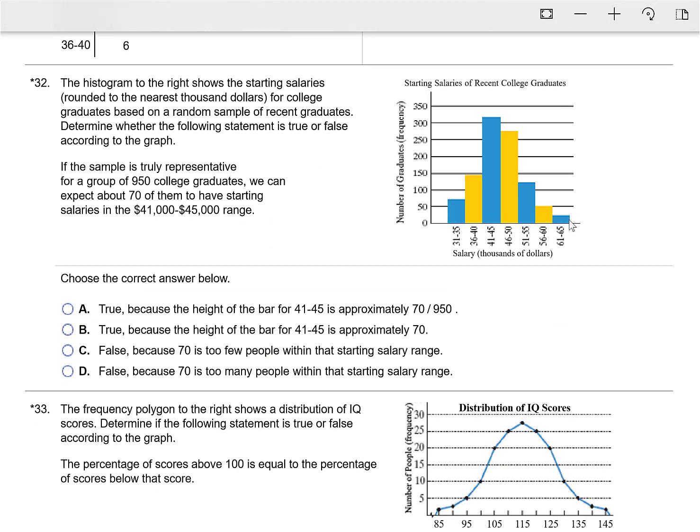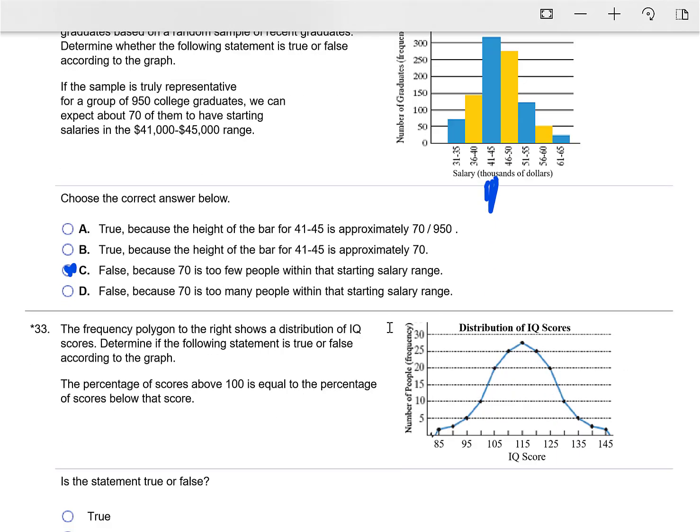The histogram to the right shows the starting salaries for college graduates based on a random sample of recent graduates. Determine whether the following statement is true or false according to the graph. If the sample is truly representative for a group of 950 college graduates, we can expect about 70 of them to have a starting salary between $41,000 and $45,000. So that's right here. Now, if I look at the bar here, it's actually gone up into over 300. So they're saying 70, so that's not correct. It's false, because that's too few people. There's actually far more people in that group on that histogram.